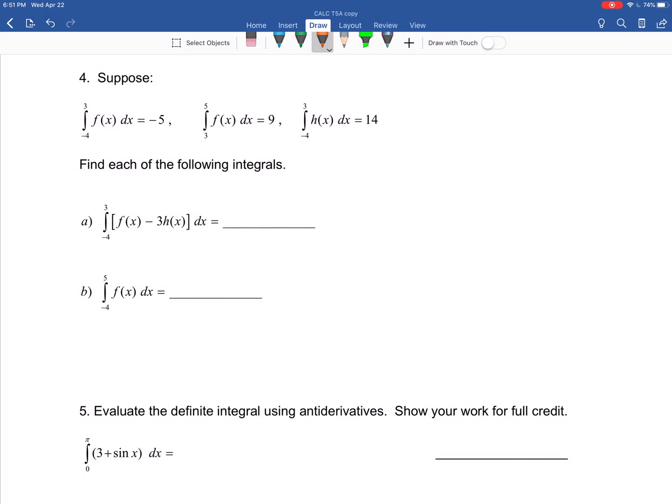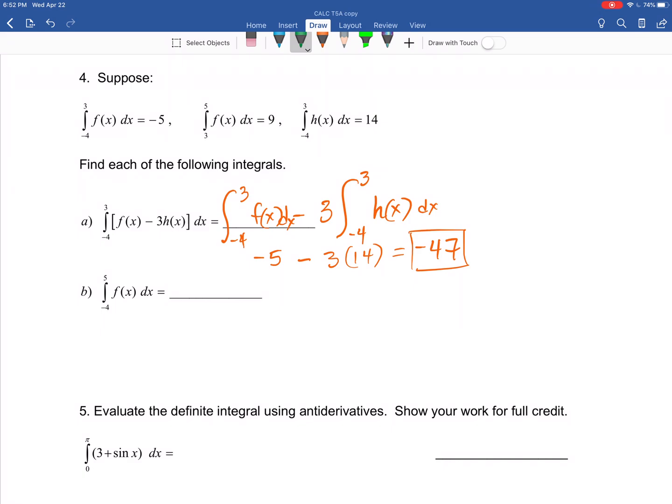So we're going to have it like this. It's going to be the integral of -4 to 3 of f of x minus 3 times the integral of -4 to 3 of h of x. You put a little dx if you want. Now, we already have this one right here. This is -5 minus 3 times, we have this one, this is 14. For a grand total of -47.